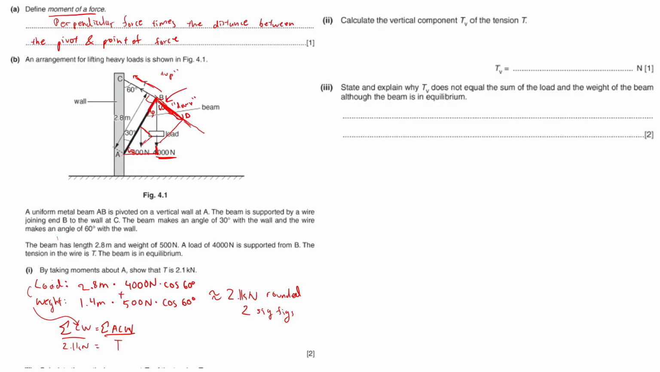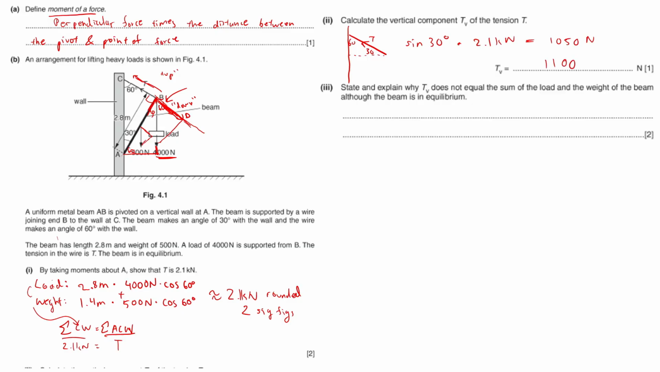Okay, so calculate the vertical component TV of the tension T. Okay, so our tension is going like this, where our angle with the wall is 60. So then this is 30. And thus our component is sine of 30 degrees times our magnitude, which is 2.1 kN, which is about 1.50, I think, newtons. So it's around 1100 newtons.